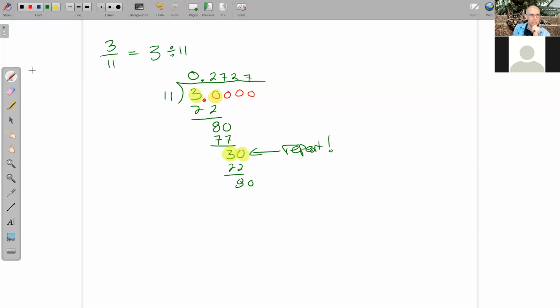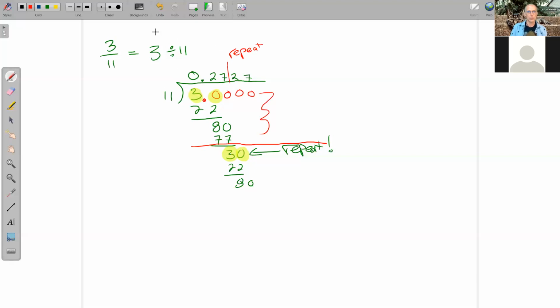So the repeat started here. So I'm going to draw a red line. So this section is going to repeat over and over again because we're going to see a remainder of 8 and then a remainder of 3 and then a remainder of 8 and then a remainder of 3. And those are how I decided to put the 7 or the 2 up here. So it's my claim that the repeating remainder is more important. And that happened right there.